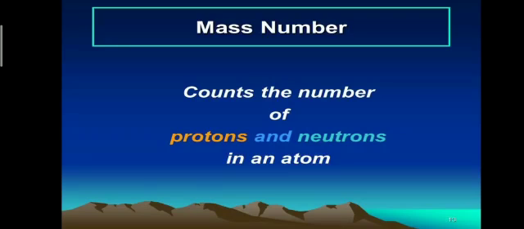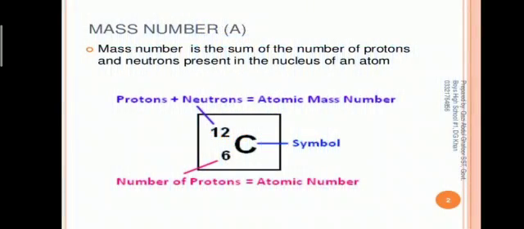Second is the mass number. Mass number is also called nucleon number. Mass number counts the number of protons and neutrons in an atom. As protons and neutrons are relatively heavier particles than electrons, the mass of an atom depends upon the number of protons and neutrons present in the nucleus. Mass number is represented by A.